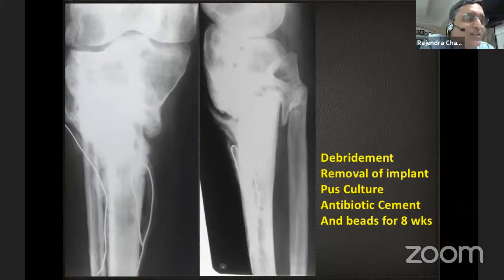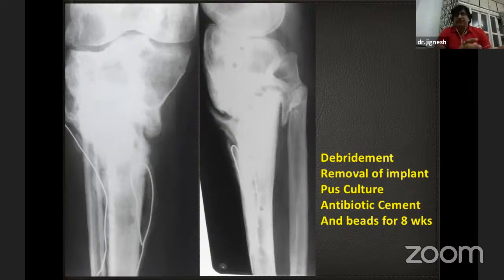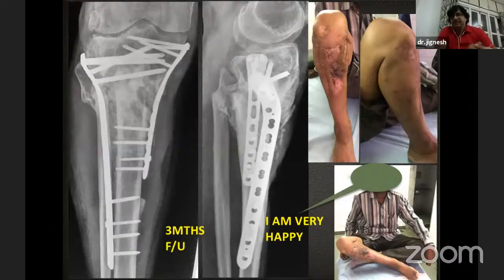Yeah, Jignesh, please proceed. It was reasonably stable after putting in the cement and everything. So I thought let us continue with some slab or brace, something like that, and wait and see what happens. He had already been in a reserve for 6 months and was tired of it, so he did not want any external fixator. So we kept it like that. After 8 weeks we went in, and I did this.